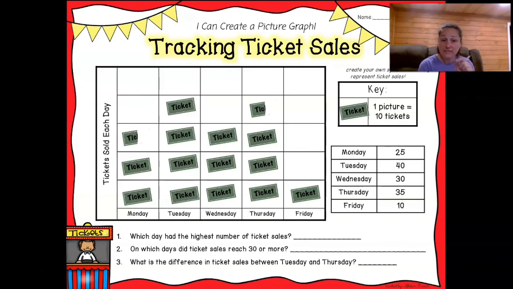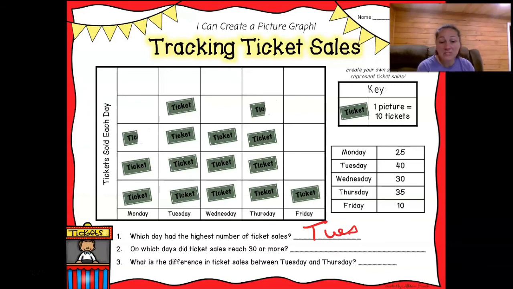And if you have a difficult time drawing rocket ships, don't use rocket ships as your key. Use something simple. Make a star, make a heart. Hearts are happy. You could make a smiley face, whatever you want to use, but something that you can draw consistently throughout your table. Then it says, which day had the highest number of ticket sales? Well, Tuesday and Thursday go to the same height. But Thursday only has a half a ticket. So we can clearly see that it was Tuesday.